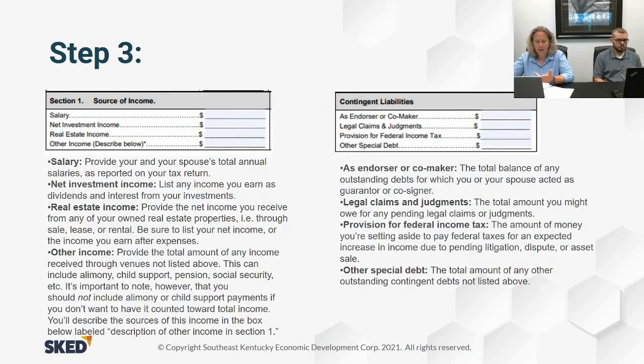Next step is, I forgot that I did this. Sorry. I broke this down a little bit more, and I actually put some notes in there about what each of these things is. So other special debt, the total amount of any other outstanding contingent debts not listed above. Provision for federal income tax, the amount of money that you're setting aside to pay federal taxes for an expected increase in income due to whatever. So you can put all of that in there.